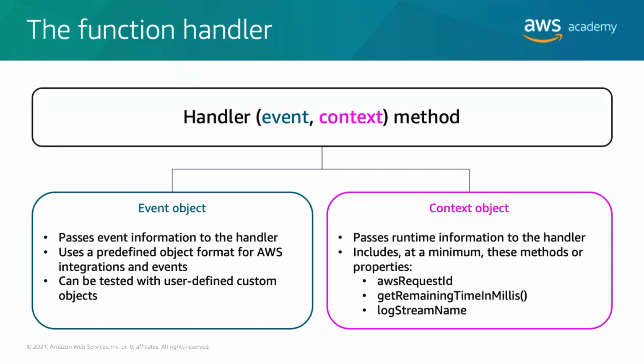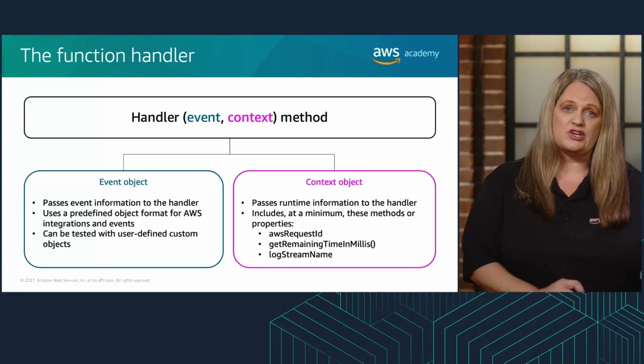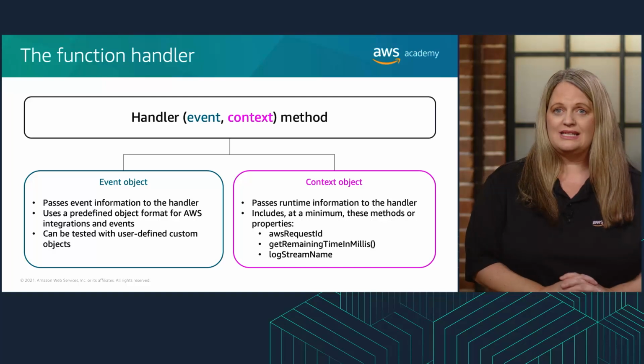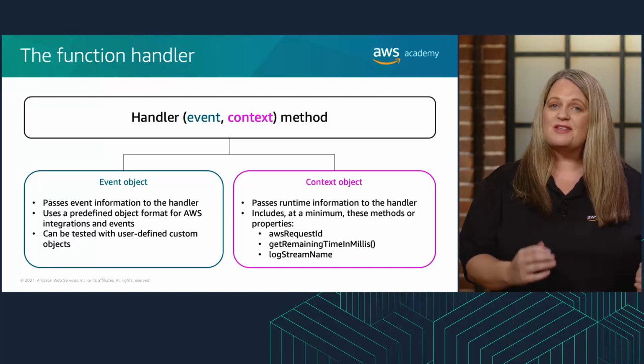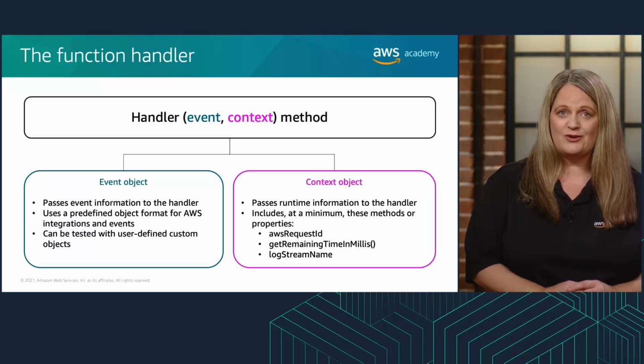The first is the AWS request ID. This property is used to track specific invocations of a Lambda function. This is important for error reporting or when contacting AWS support. The second item is the log stream name. This is the CloudWatch log stream that your log statements will be sent to. The final item is the getRemainingTimeInMillis method. This method returns the number of milliseconds that remain before running your function times out.